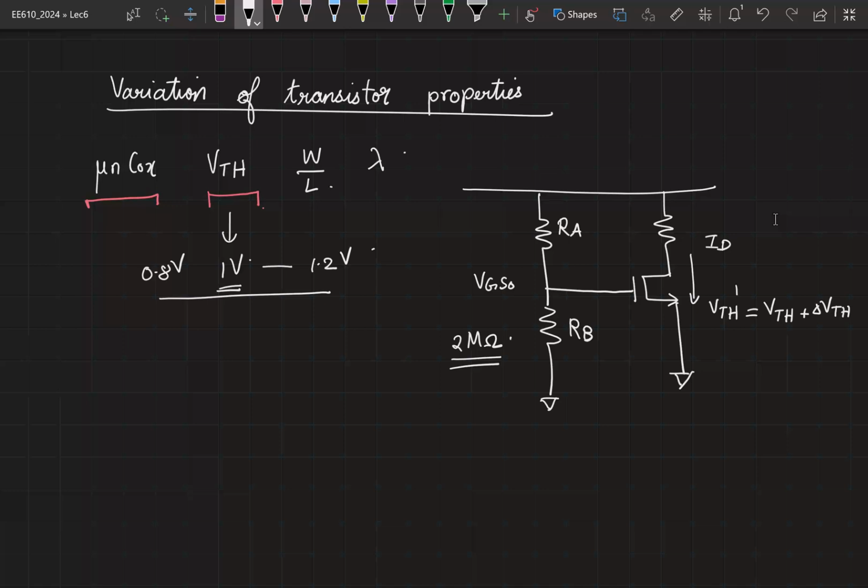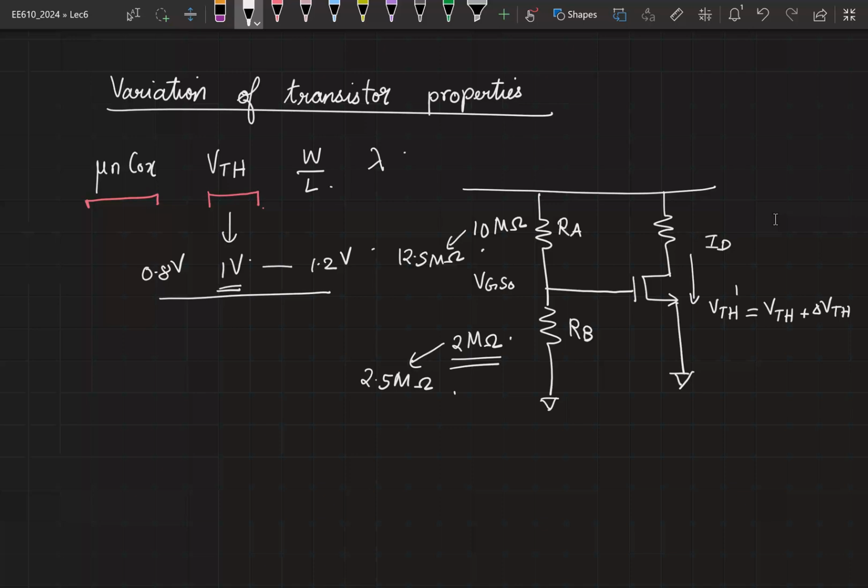For example, if RB was 2 mega ohm and RA was 10 mega ohm, let's say in your chip, when you got it in your hand, this became 2.5 mega ohms, right? Then it is guaranteed that your RA is also going to change to 12.5 mega ohms. Right? So it is the ratio of RA by RB that is going to remain the same.